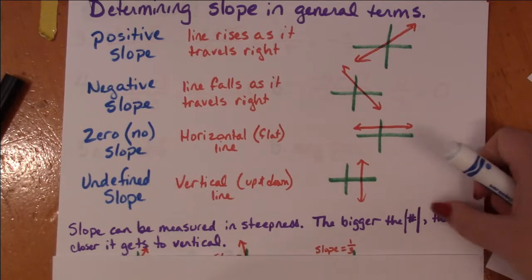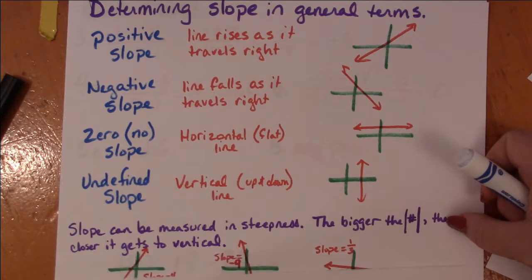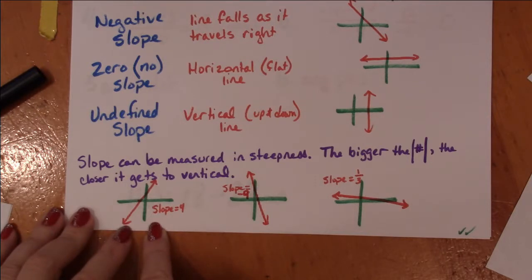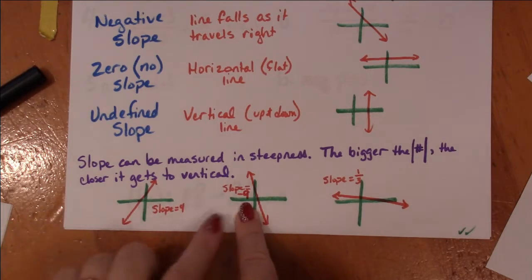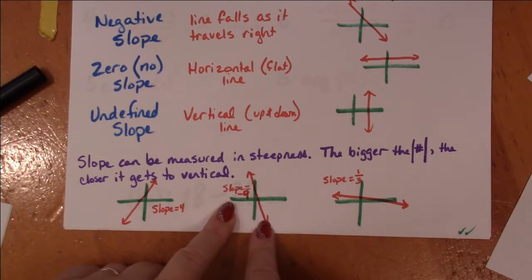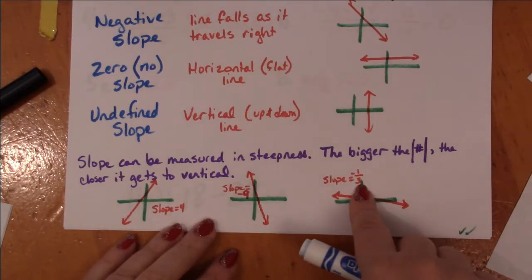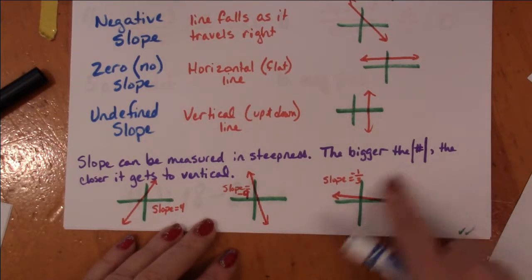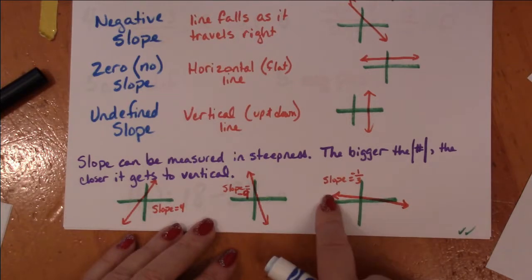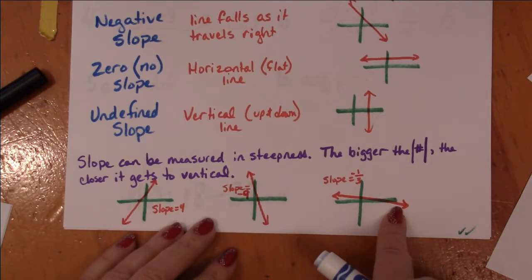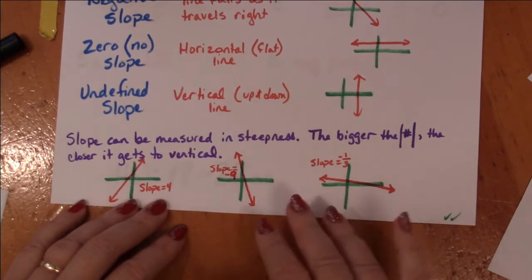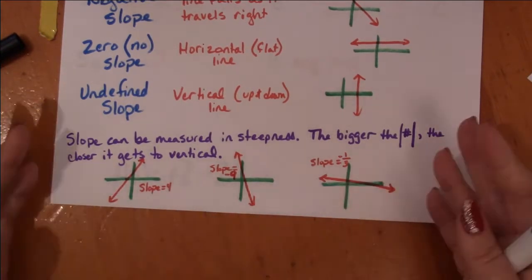Slope can be measured in steepness. The bigger the absolute value of the number, the closer it gets to vertical. So this linear equation has a slope of 4. It's positive. This linear equation has a slope of -9. So as it goes left to right, it's going to fall down. And notice that the steepness here of -9 is more than the steepness of +4. And a slope of -1/3, which is smaller than the absolute value of 1, that's going to be a very gradual decline, not steep at all. Granted, these are very general terms, but this is just here to kind of introduce you to these ideas.